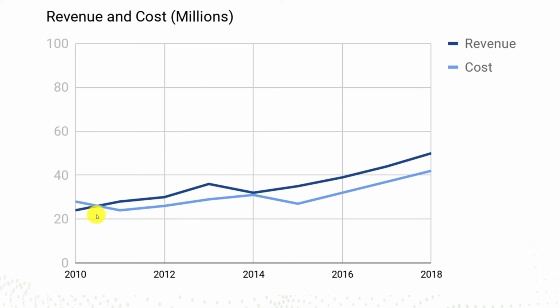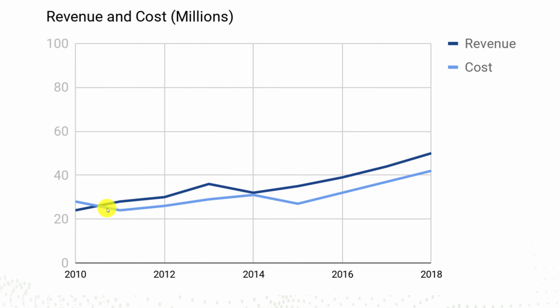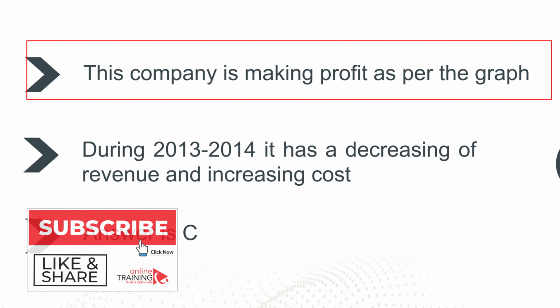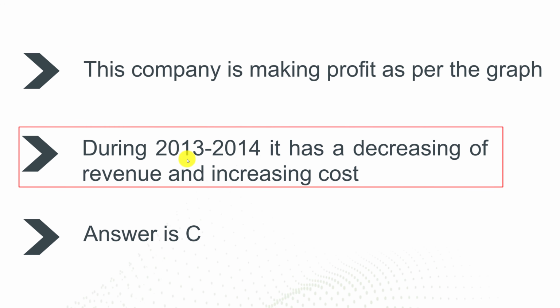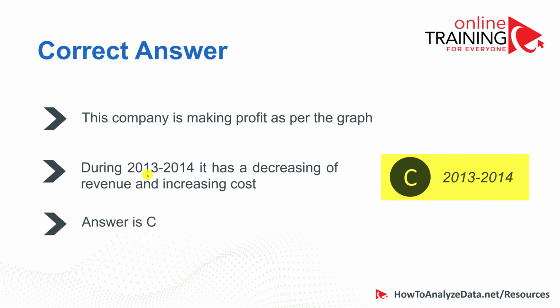Let's start by looking at the chart. The chart has 2 lines. One line is dark blue and another line is light blue. The dark blue line represents revenue and the light blue line represents the cost. For the revenue, it almost always goes up, with the exception of the period between 2013 and 2014, which is represented right here on the graph. Let's recap. The company's profit is represented on the graph. During the 2013 to 2014 period, the revenue was decreasing and the costs were going up. So the correct choice here is answer C, which represents the period of 2013 to 2014.